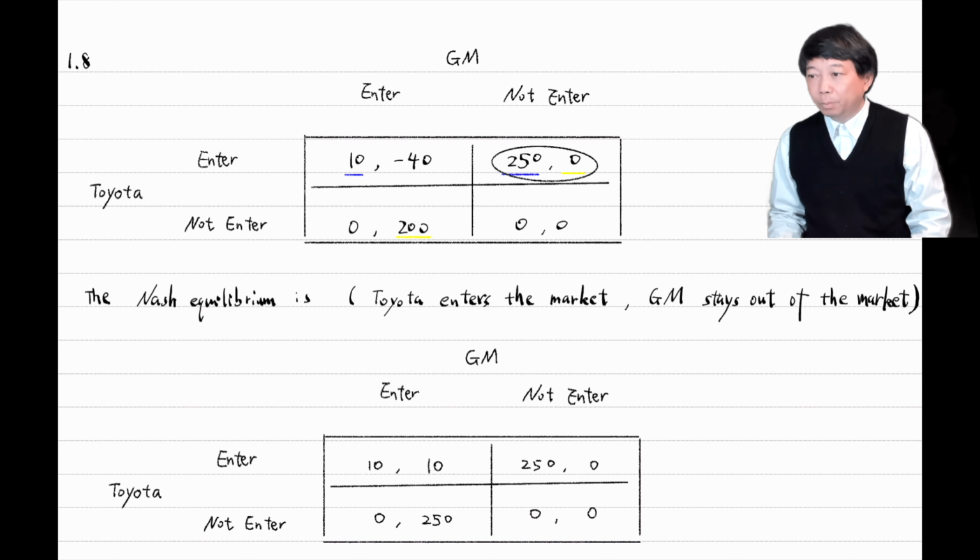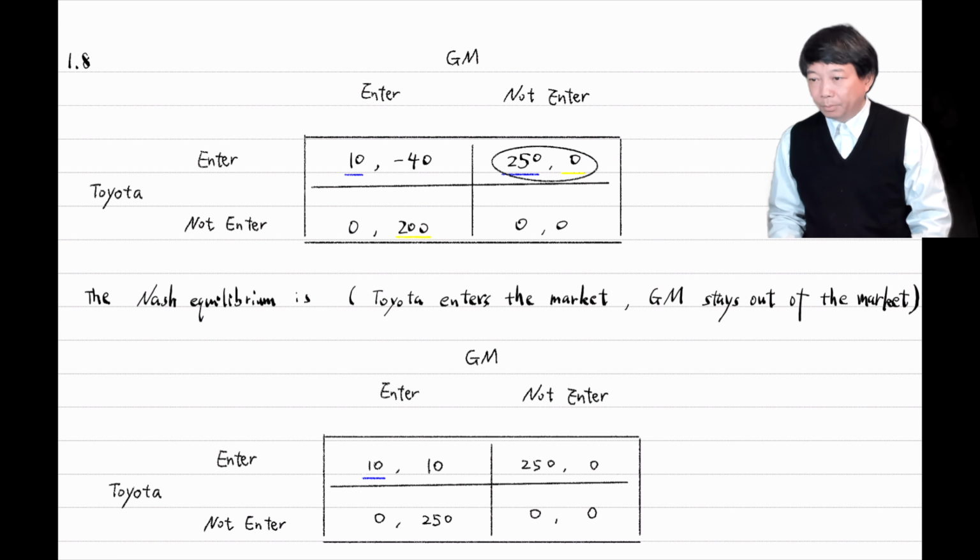We write down the new payoff matrix. GM's payoff will increase by 50 if it enters the market. So the two numbers are different from the old payoff matrix. We use the best response approach to find the Nash equilibrium. We first consider Toyota's decision. Given that GM chooses to enter the market, Toyota gets 10 if it enters the market, but 0 if it does not. Its best response is to enter the market. We underline its payoff of 10.